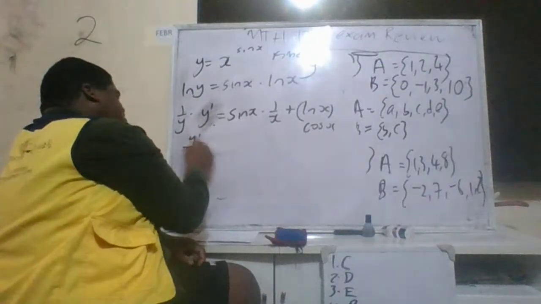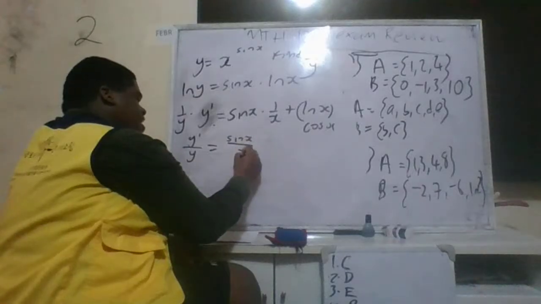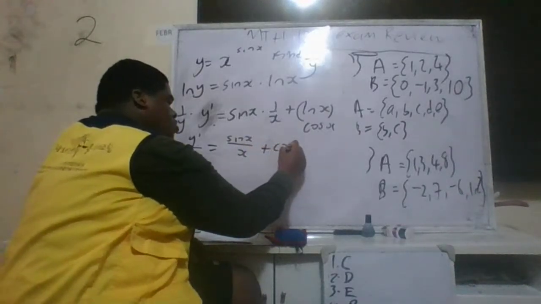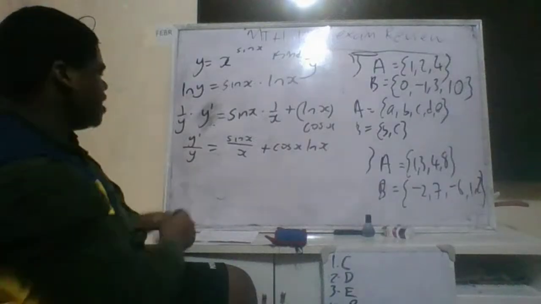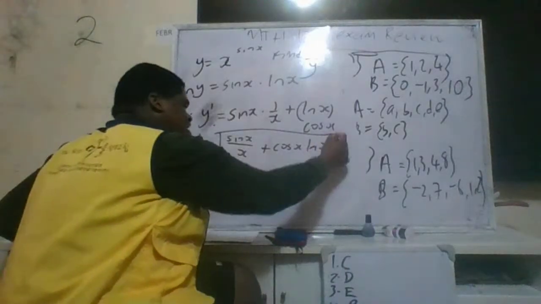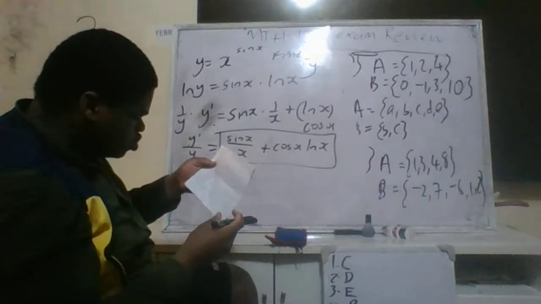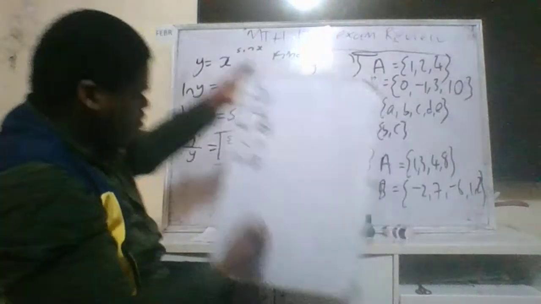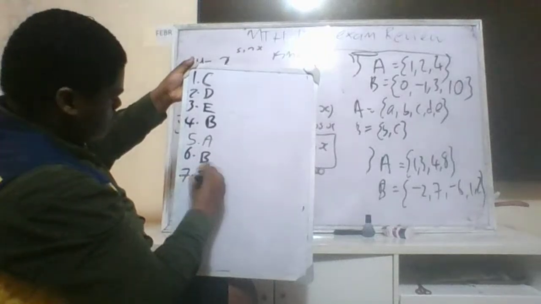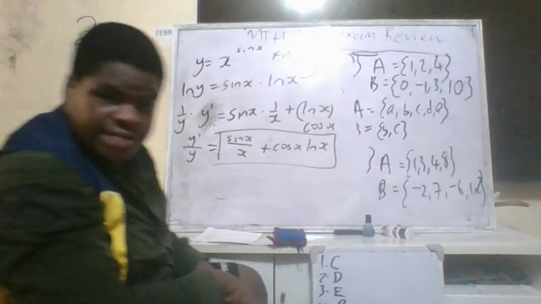So y prime divided by y is going to equal sine x divided by x plus cos x ln x. And this is our final answer: sine x divided by x plus cos x ln x. And that corresponds to option E. Option E.